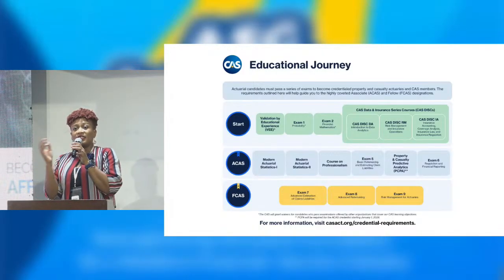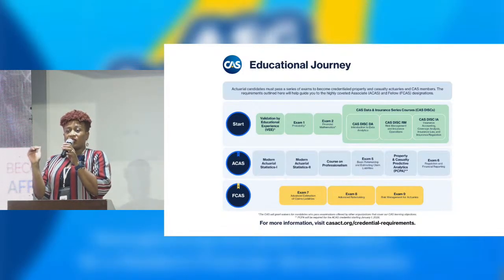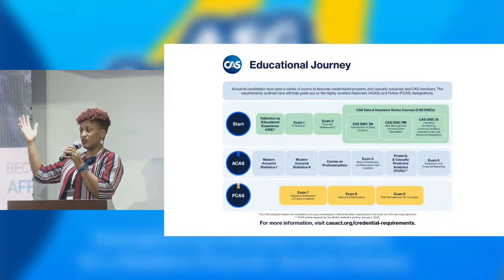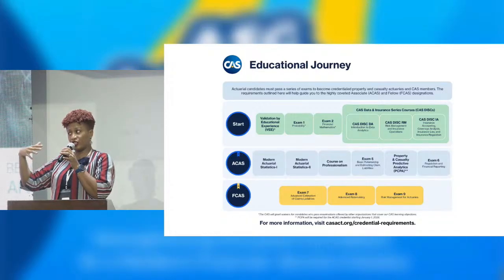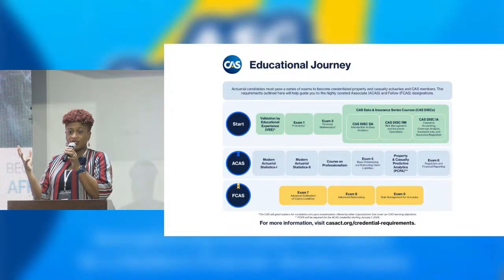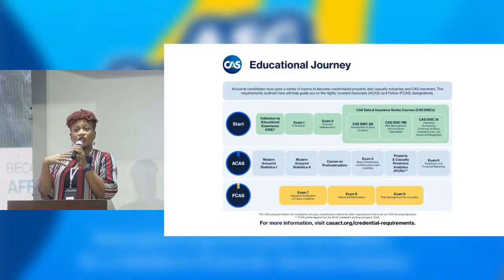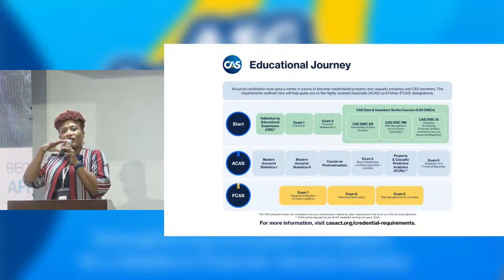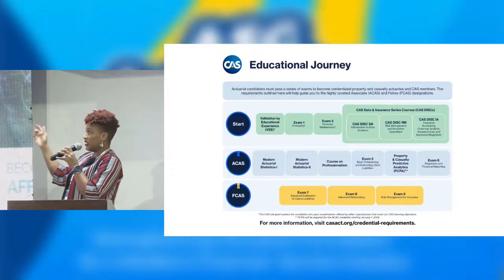And then we've got exam 6, which covers regulation and financial reporting. We actually have that one split into multiple exams. There's the US version, there's the Canadian version, and there's the international version, which covers things like IFRS 17, which is not covered by the US. And then we have our FCAS exams, so that's what you're seeing in gold.